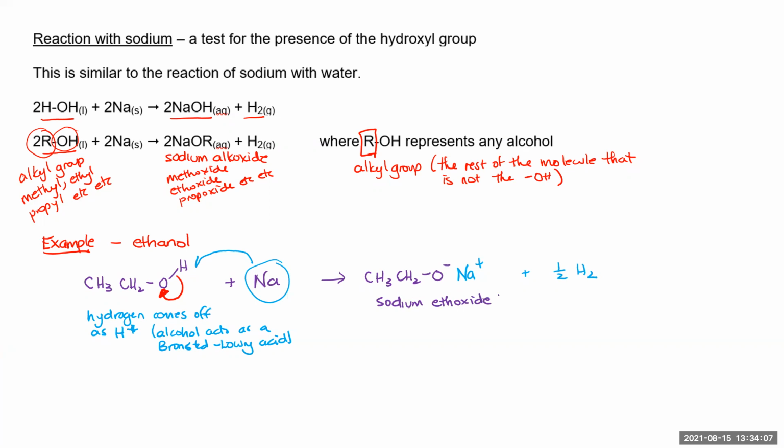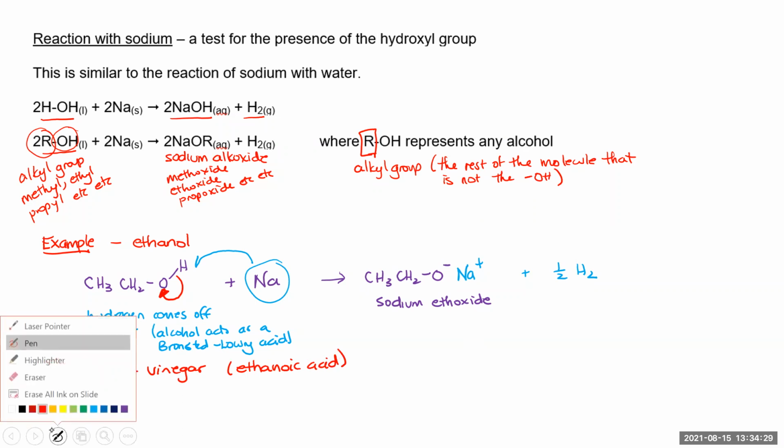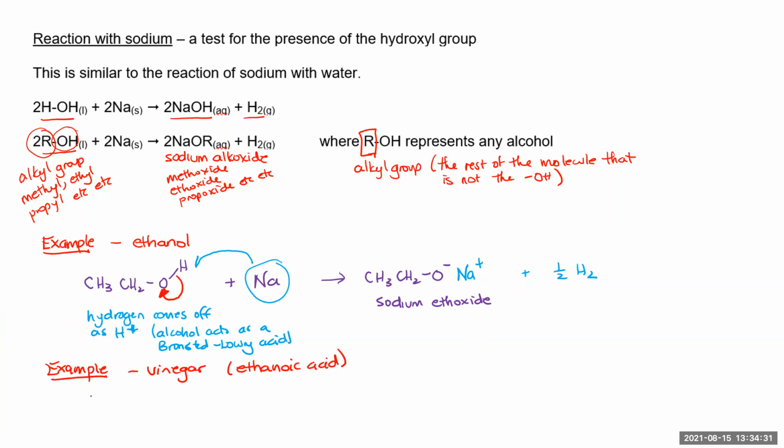Now this reaction will occur for carboxylic acids as well. Let's have a look at vinegar, which is ethanoic acid, common name acetic acid. And this reaction will occur with the hydroxyl group on ethanoic acid as well. Actually, I might write that out, with a full bond.